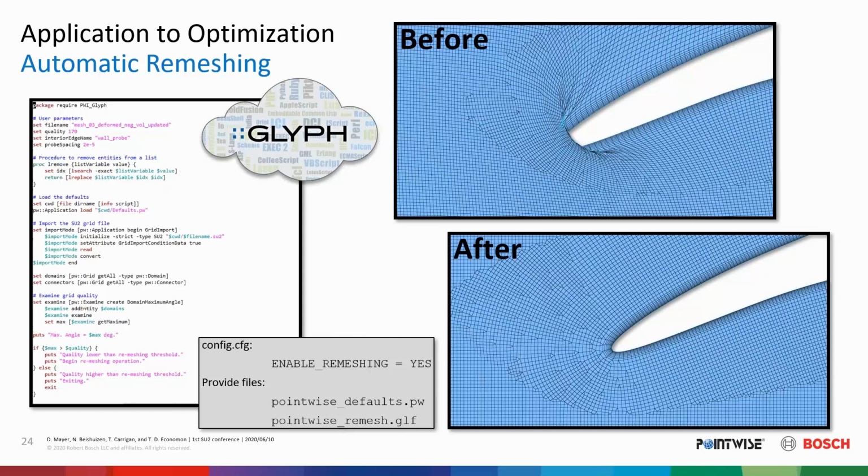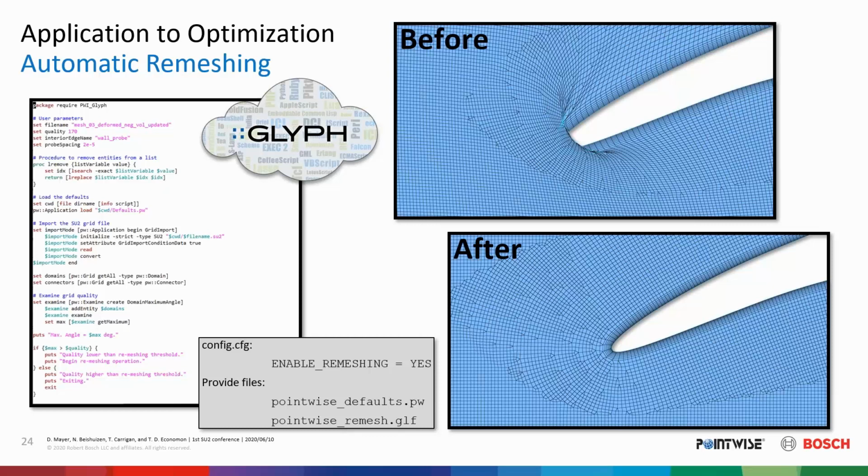Now, all of this is defined inside the config file, the SU2 config file. We can enable remeshing from within that configuration file, and the provided files would be the Pointwise defaults project file, which contains all of the default settings and attributes required to generate the baseline mesh and do the remeshing, as well as the glyph script that performs the remeshing step in batch mode. So with that, I'm going to pass things back over to Daniel.